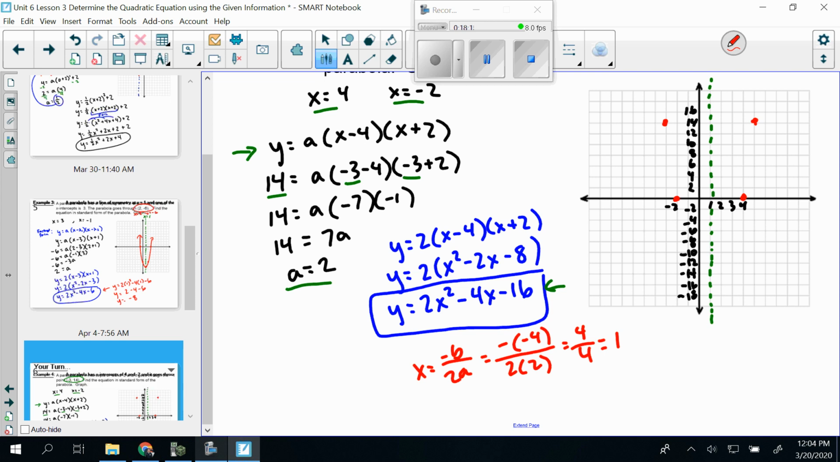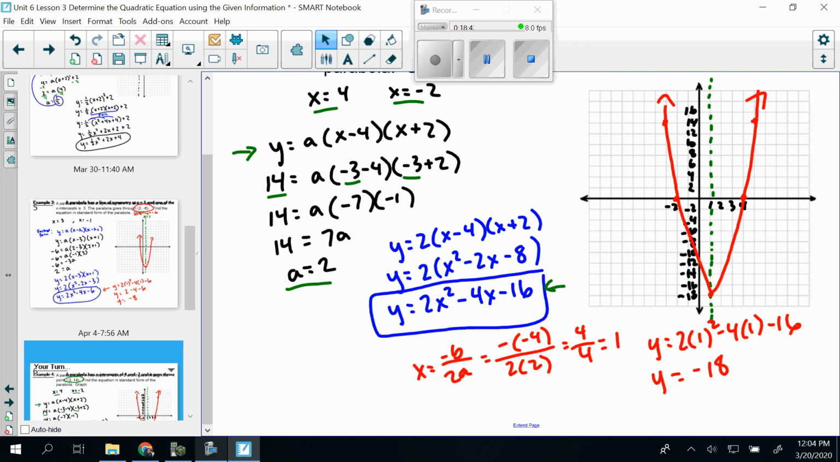But we still want that vertex. It's somewhere on that line of symmetry. Plug that back in now, and you can figure out the y value of this. So if you plug in 1 for both those x's and solve, we're going to come up with negative 18 there. So 1, negative 18 is our vertex. Now we got the graph of this one. So it should look something like that.